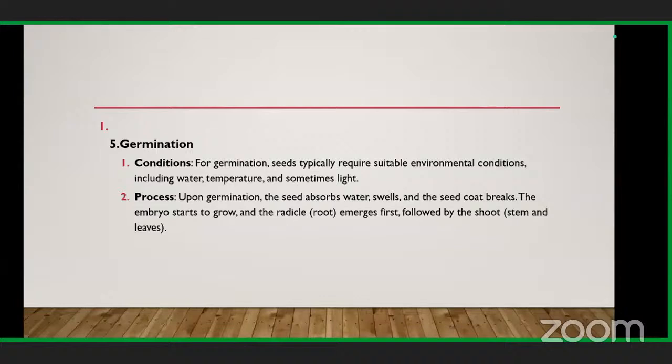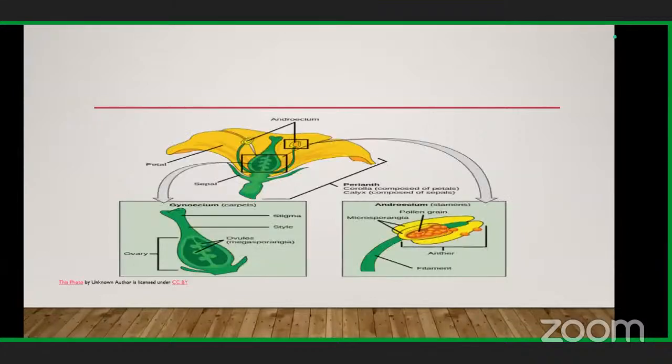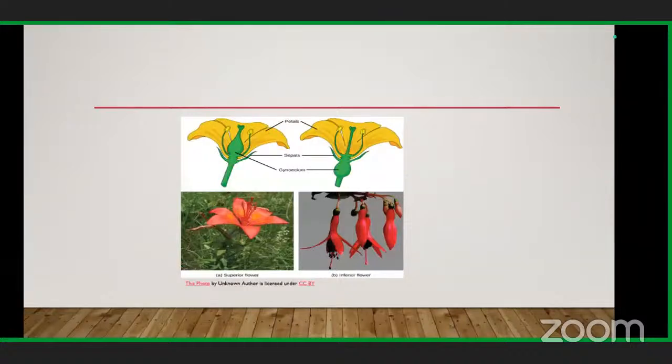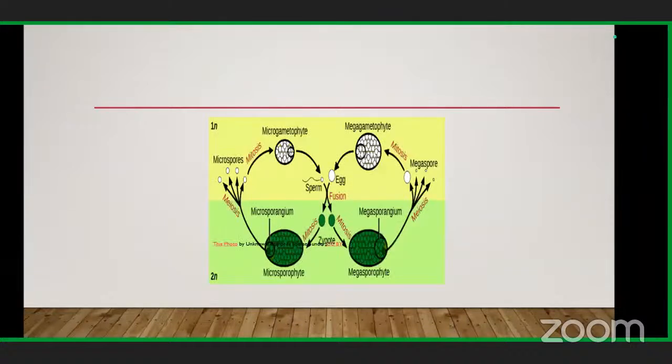Then the embryo will start to grow, and first a radicle, a root, will emerge out. After the root, the shoot, stem, and leaves will also form. So this is the germination process of the new plant. First radicle, then shoot and leaves. So, okay, this I have already mentioned. Okay, this is the life cycle of the sexual reproduction.